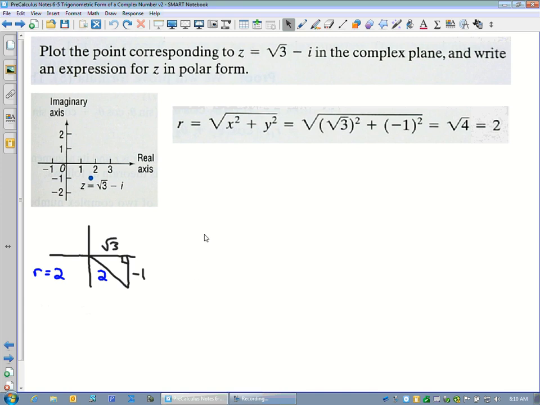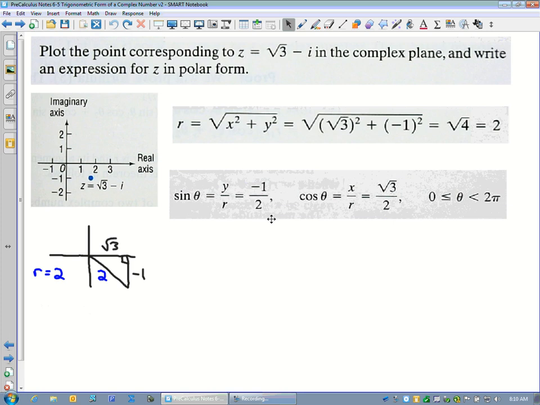And for the theta, again, you can do it algebraically. You can say, well, the sine of theta is going to be y over r, so sine of theta is negative 1/2. Cosine of theta is x over r, so that's root 3 over 2, and our theta must be between 0 and 2 pi. And then you can take the arc sine of both sides, take the arc cosine of both sides, and make sure that solution is within 0 to 2 pi, in the correct quadrant that it's supposed to be in.